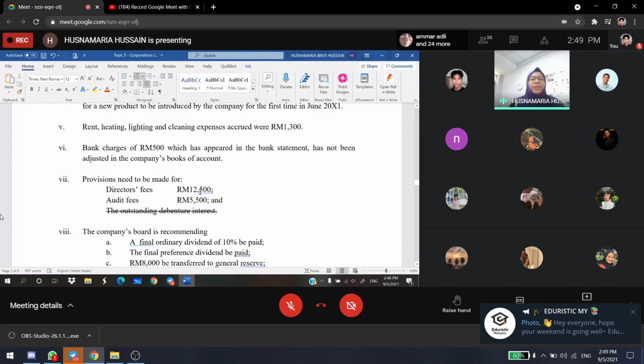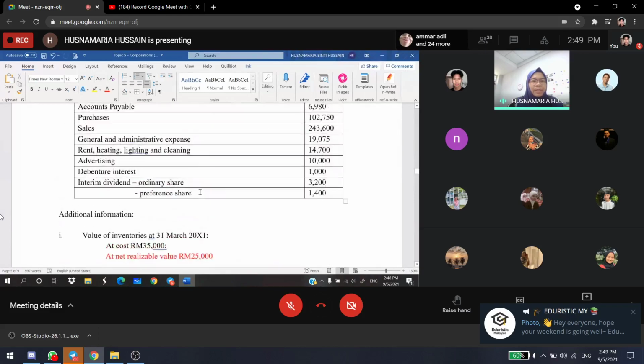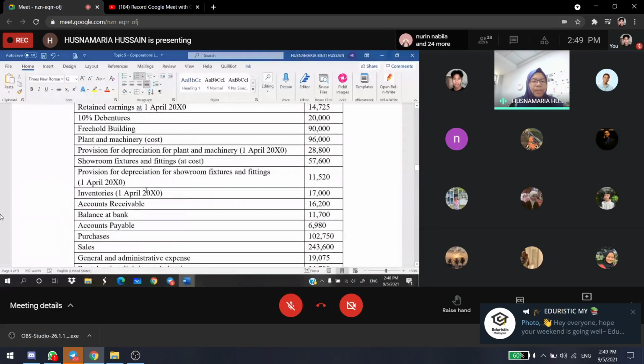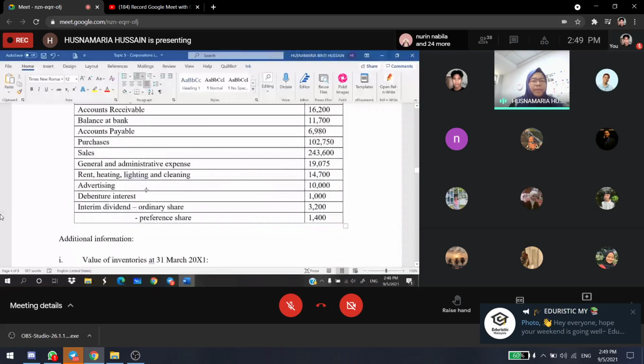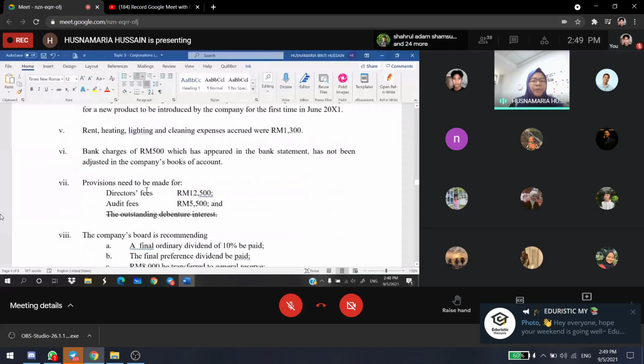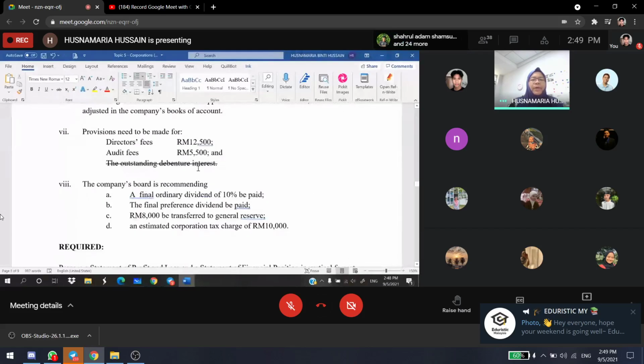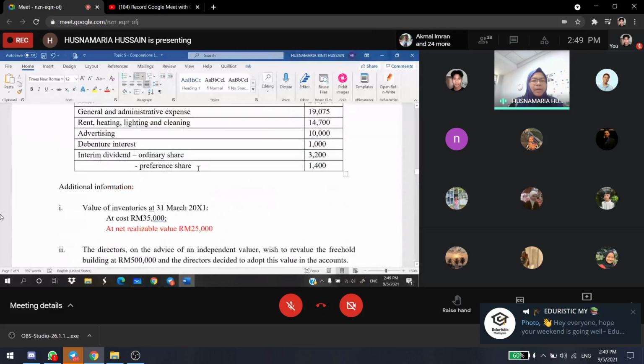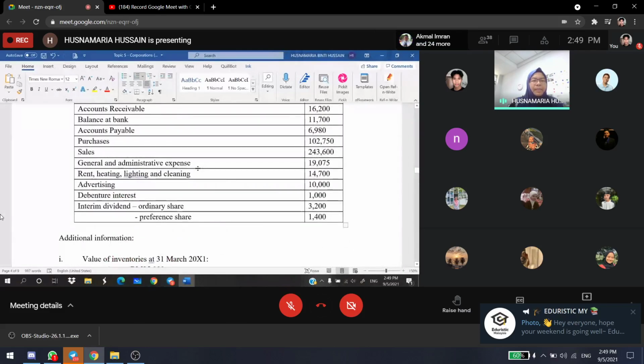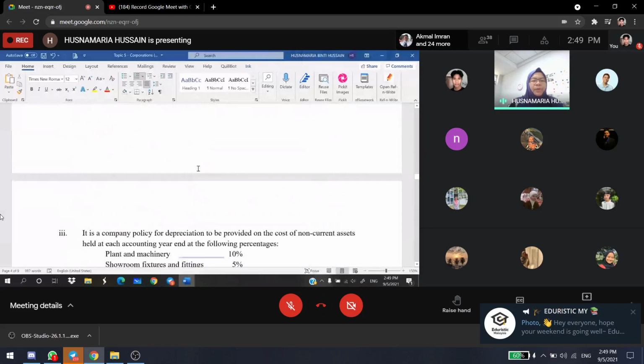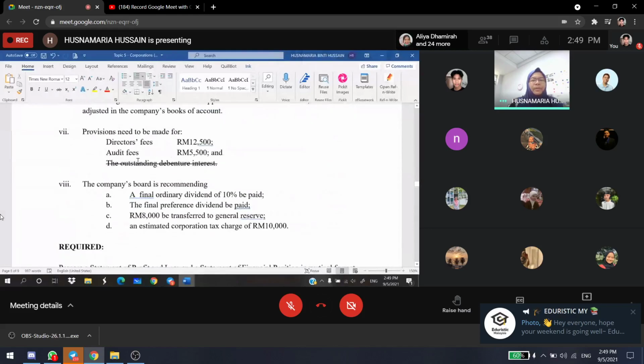Director's fees. You haven't paid director's fees of 12,500. Is there director's fees here? Look. There is not. Meaning you haven't paid the total amount of 12,500. Audit fees 5,500. Is there audit fees here that has been paid? There is not. So meaning 5,500 is the total amount, which is also an accrued. This one is also an accrued. Here they give you the remainder, 1 million.